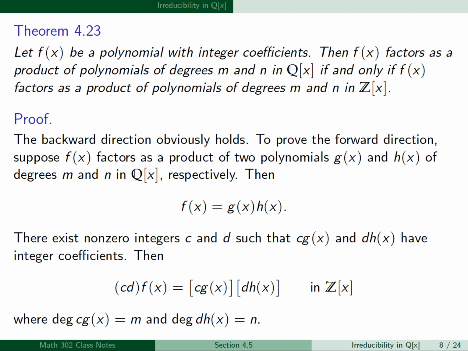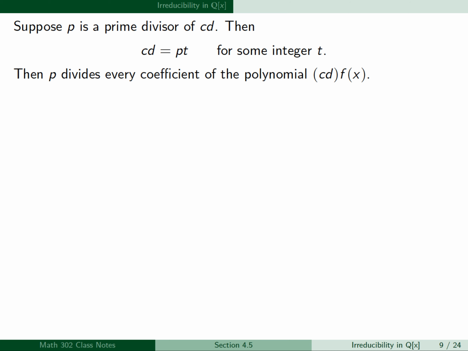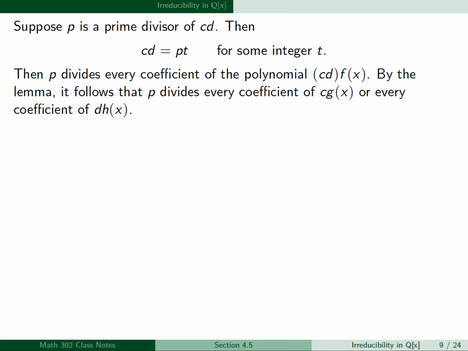And the degree of c times g(x) will be the degree of g(x), which is m, and the degree of d times h(x) will be the degree of h(x), which is n. Now let's suppose that p is a prime divisor of cd. Then cd is equal to pt for some integer t. Then p divides every coefficient of the polynomial cd times f(x). And then by the lemma, it follows that p divides every coefficient of one of the two polynomials on the right, so either cg(x) or dh(x).